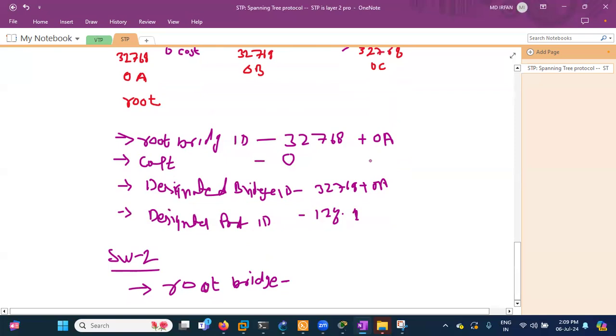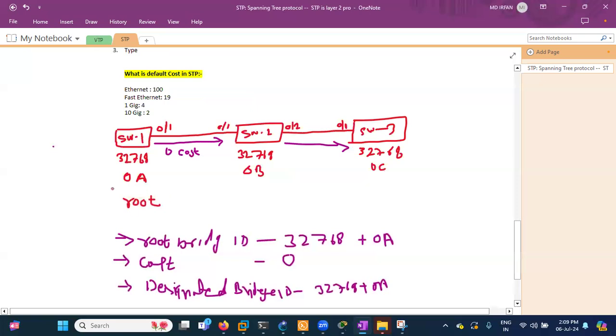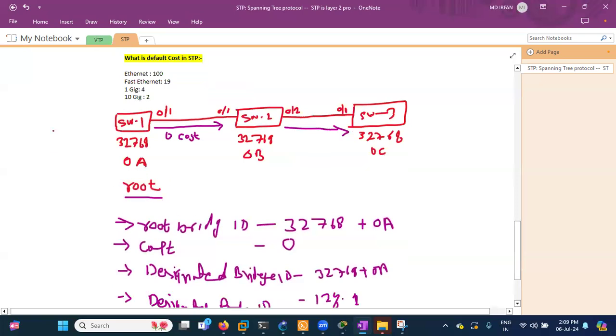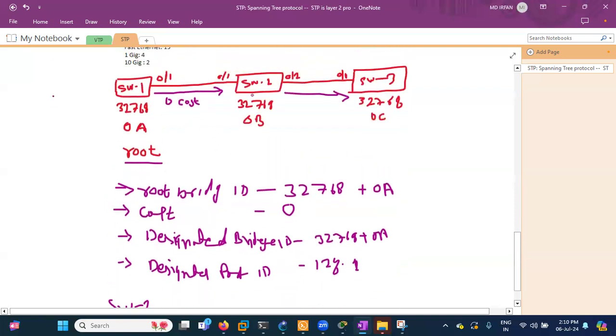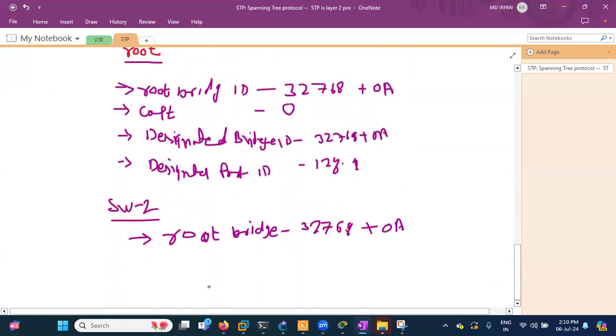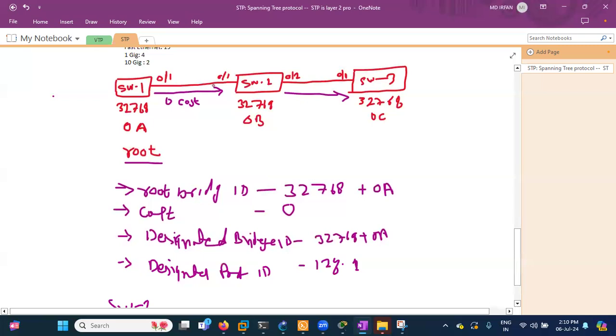If switch 2 is the root bridge, you mean to say. Okay, now if switch 2 is root, then 32768 plus 0B would be the root bridge ID. But the root bridge is always one in the network, so the same will be there. Whatever it receives from the root bridge, it will carry the same information to other switches, right? Then the cost will be whatever cost, 0.